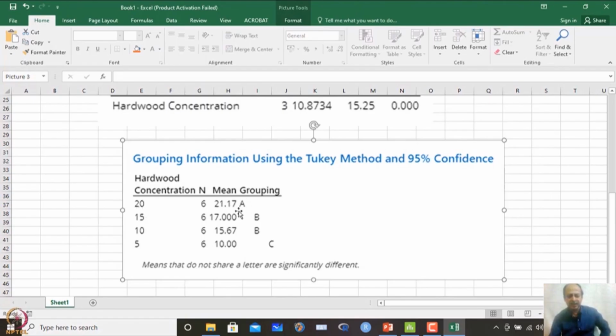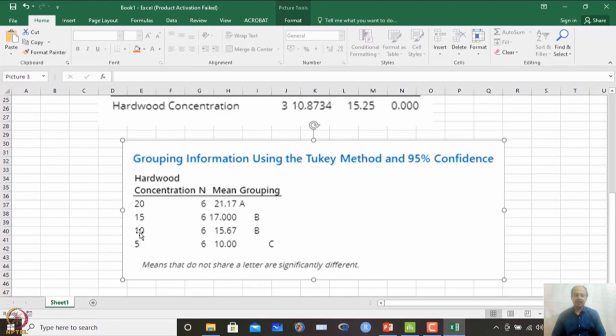20 is giving a letter code of A, 15 and 10 is giving a letter code of B, and 5 is giving a letter code of C. So, A is very different from 15, 10 and 5 like that, because this letter code is not matching with any of the other levels 5, 10 and 15 like that. So, in this case what we can say is that A is having a significant higher mean as compared to the others, but B and C, that is 15 and 10 levels over here, are giving me the same mean values like that. Okay.